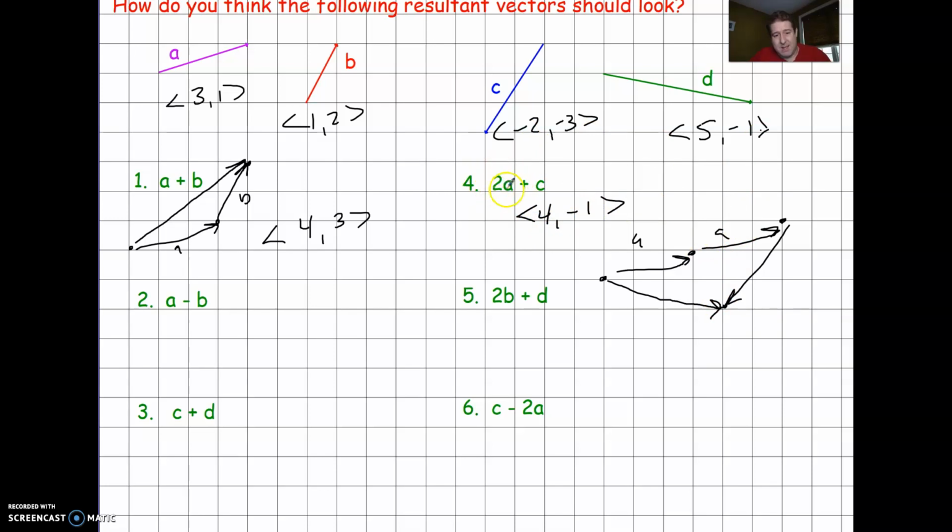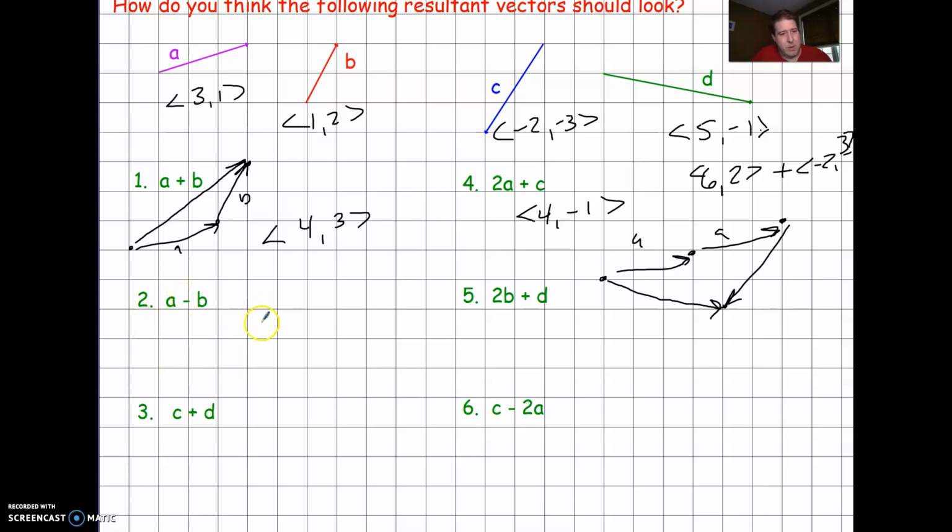Now, you could do the exact same thing and just multiply vector A by 2, and that gives you 6, 2, and then add that to vector C, which is -2, -3. I know I ran out of space. 6 plus -2 is 4, and 2 plus -3 is -1. You're going to end up getting the exact same thing. In 11 minutes, I'm doing all right on time.